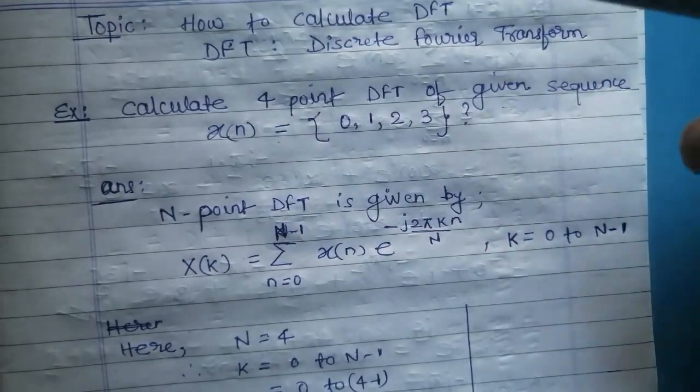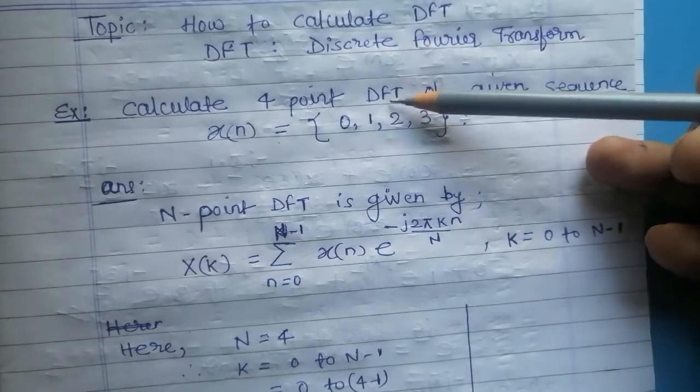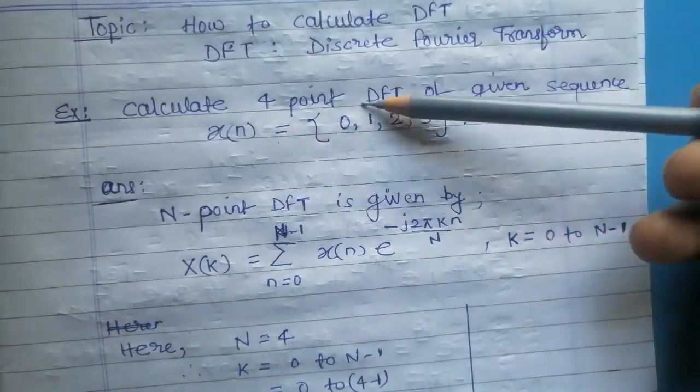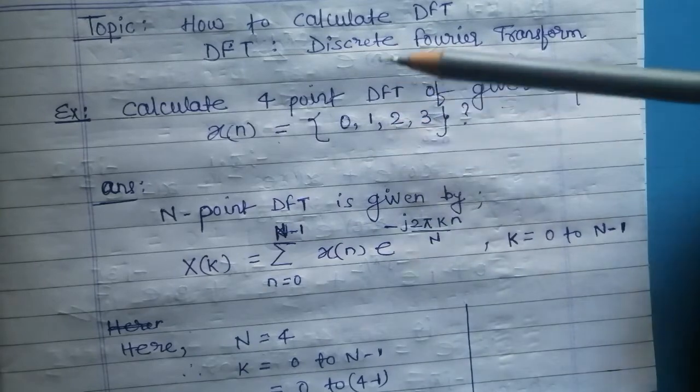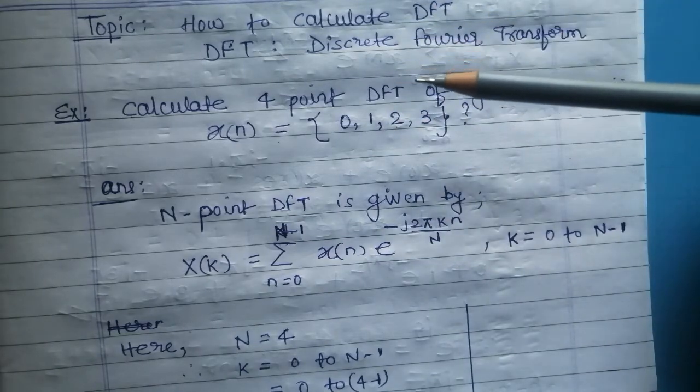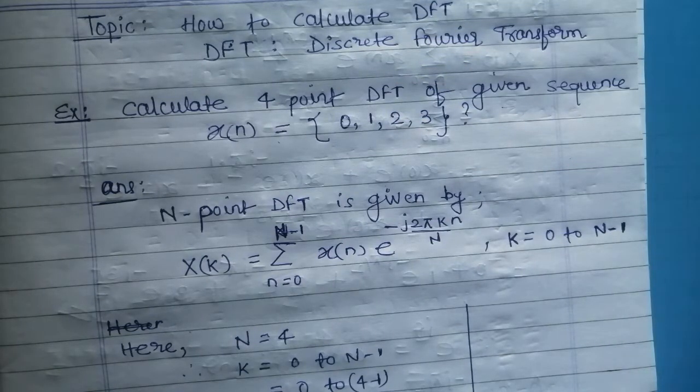So the DFT is basically what? It's a discrete Fourier transform. That means for the given discrete sequence we have to calculate the Fourier transform, and that Fourier transform again we have to sample, so that it becomes discrete in nature. But that is the theoretical approach.